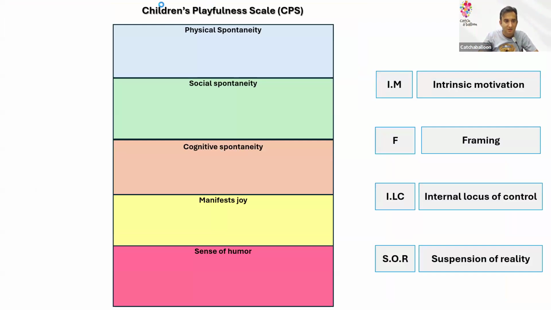Fine. So let's talk about another scale, which is called the children's playfulness scale. It is a very important scale as well. The children's playfulness scale has five main domains. We have previously talked about the test of playfulness: intrinsic motivation, framing, locus of control, suspension of reality.